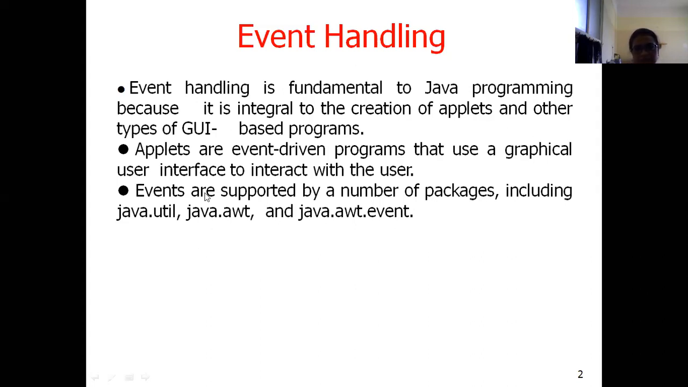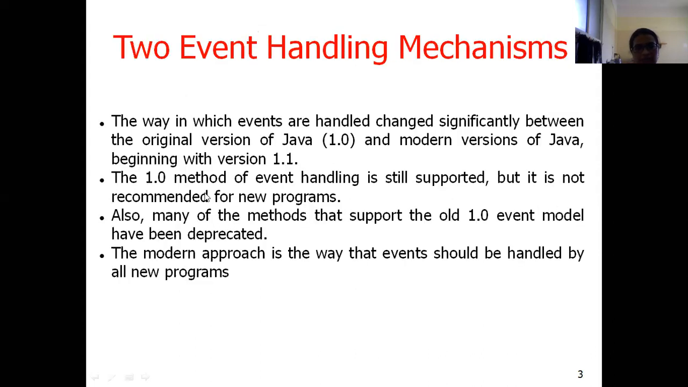Next. There are two event handling mechanisms. This is the older one actually. Here they have discussed Java version 1 and 1.1. This is actually an old concept. Now we have Java 14 or Java 15. Java 14 was released in March 2020, I mean two months back.